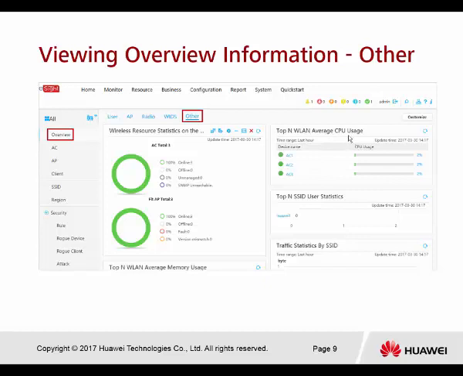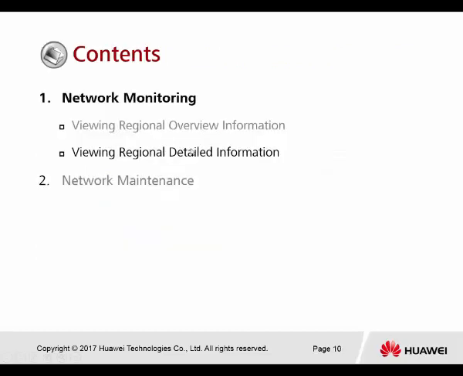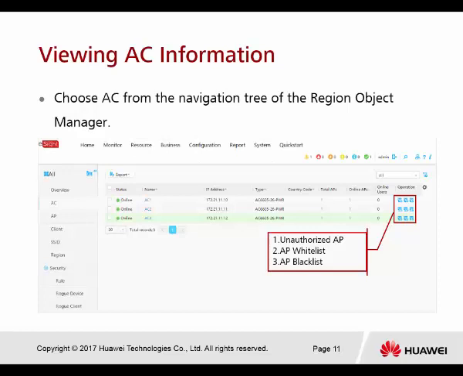For the usage, AC1, AC2, and AC number 3, they'll list out all the usage, the SSID, and the traffic. Viewing the regional detail information. Choose AC from the navigation tree of the region object manager.